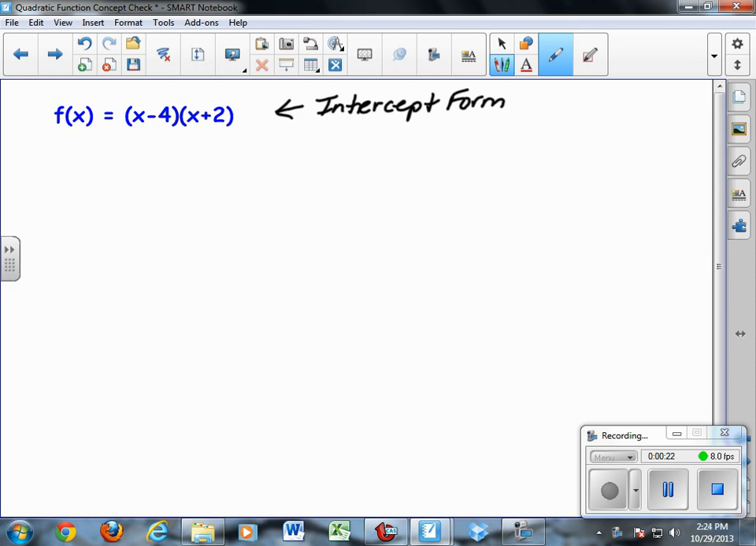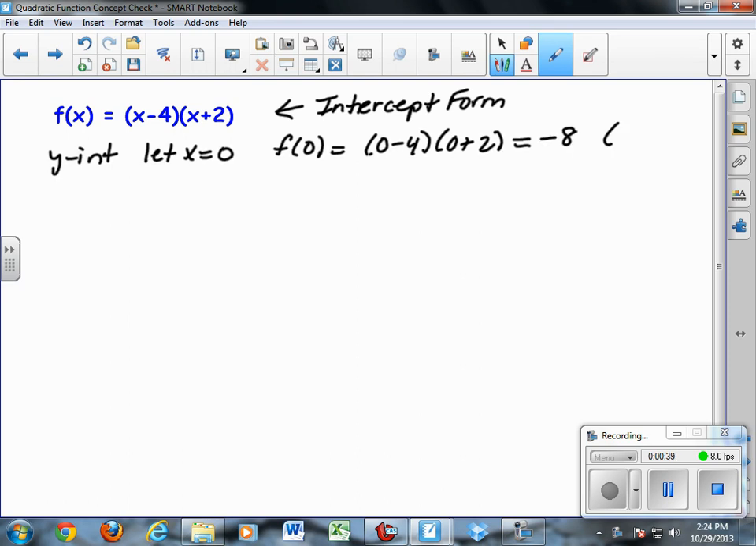Let's start with the y-intercept. To find the y-intercept of a graph, we let x equal 0. So I put 0 in for x. I get 0 minus 4 times 0 plus 2. Negative 4 times positive 2 is negative 8. So my y-intercept is (0, negative 8).